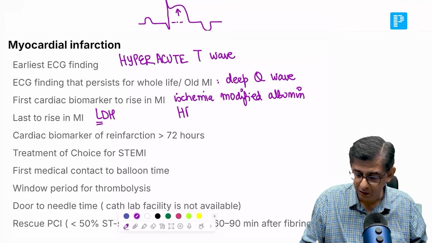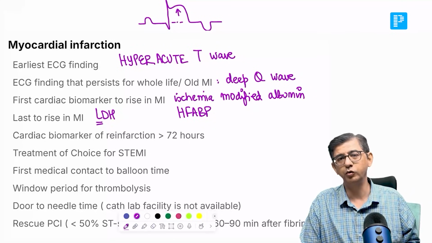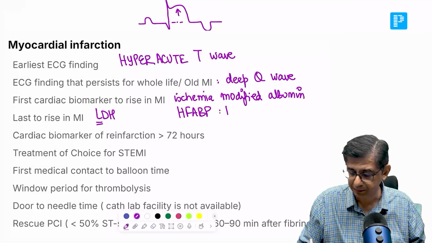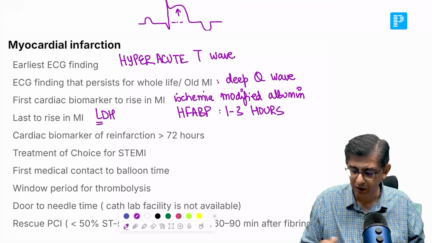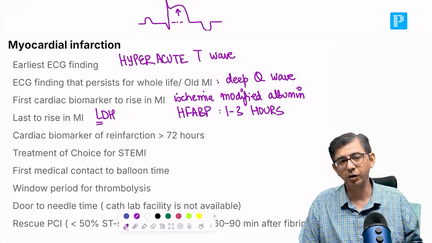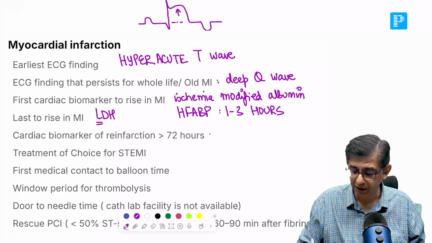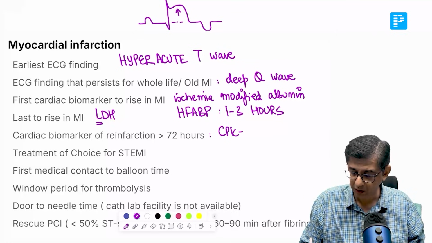The previous answer to this was heart fatty acid binding protein. Heart fatty acid binding protein usually rises between 1 to 3 hours, whereas ischemia modified albumin will be rising in the very first hour. Then, the cardiac biomarker of reinfarction after 72 hours: if asked after 72 hours, then it is okay.